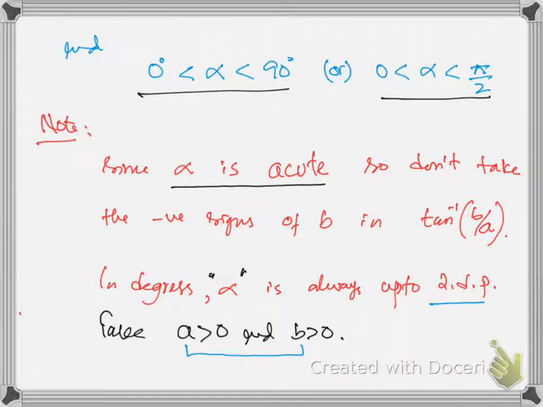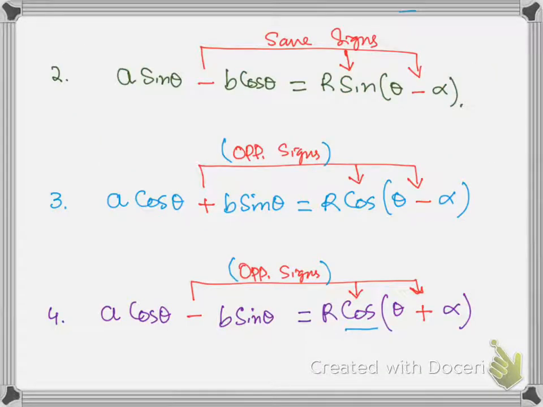Make sure alpha lies between 0 and 90. Since alpha is acute, it always lies between 0 and 90 or 0 and pi by 2. And you also make sure that you write the value of alpha up to 2 decimal places when alpha is in degrees. It is the requirement of this type of question. Take both a and b positive. This is the next important thing. I already have explained this to you. When we have sine here, then the coefficient of sine on left side will be a. When we have cos here, then the coefficient of cos on the left side will be a. Same is here.